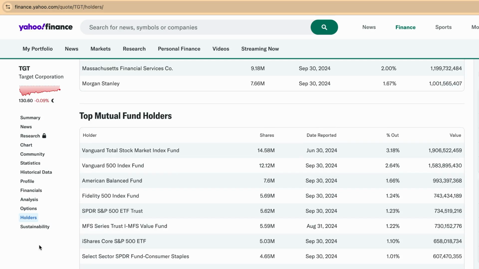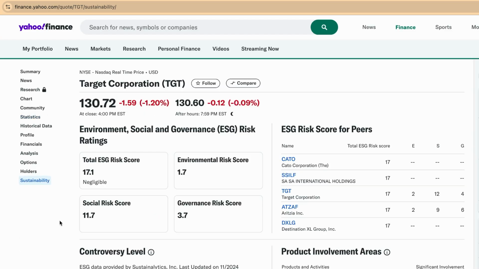And the last area I will point to is the sustainability tab. And in this tab, you will see some information regarding Target in terms of environment, social, and governance risk rating. So if you are someone who is looking to invest more in sustainable companies and companies that are taking the environment into their planning, their business practices, this can inform you of what this company is doing.